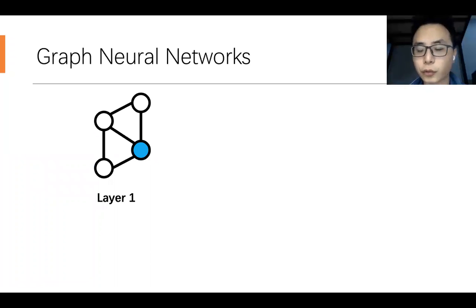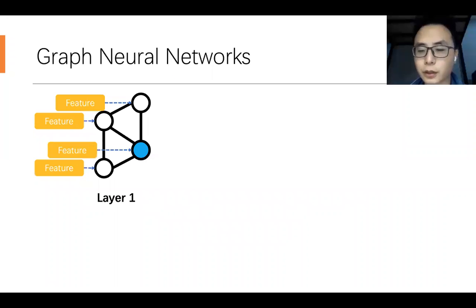Like many other neural networks, GNNs have multiple layers to train. Here we focus on full graph GNN training. At the beginning layer, each vertex in the graph has a feature, which is a vector to describe its properties. Let's take a look at the computation procedure of a specific vertex, the blue one.